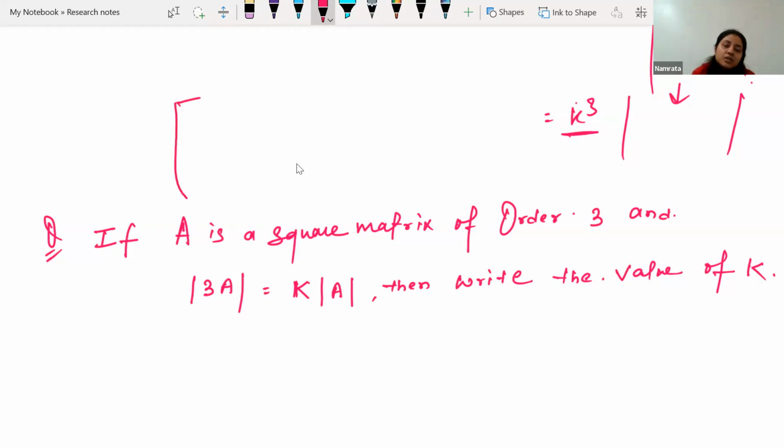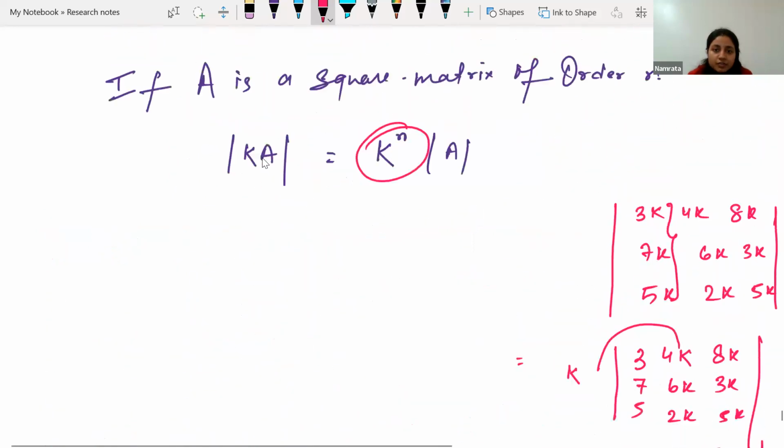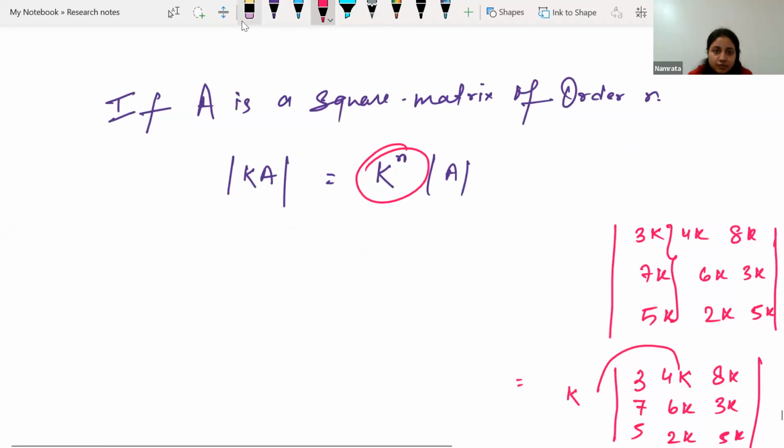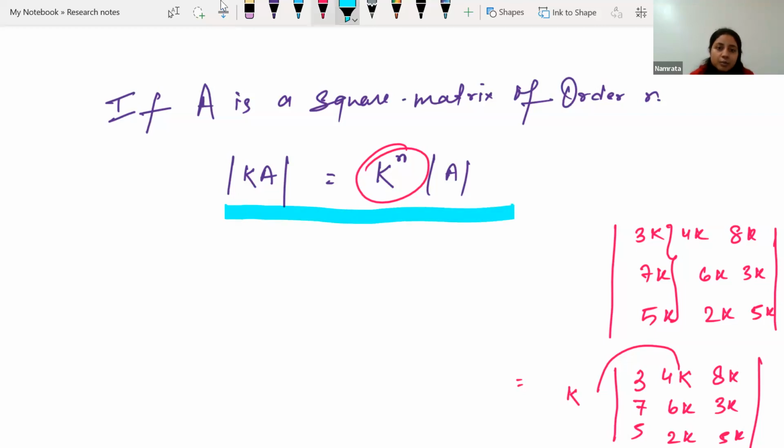So the matrix is having order 3, that means 3 cross 3, 1, 2, 3, 4, 5, 6, 7, 8, 9. This is how we are having the matrix. Now only we have discussed the property which says that when A is a square matrix of order n, then this is the property we are having. Let's write the property.